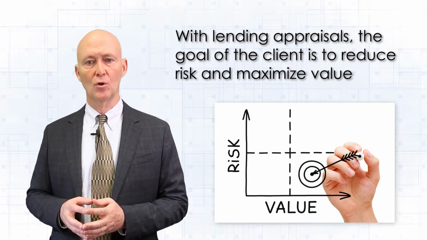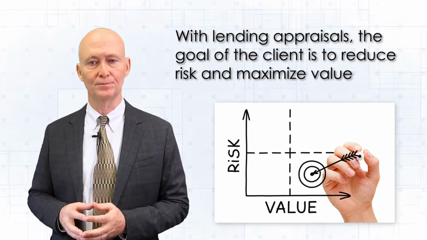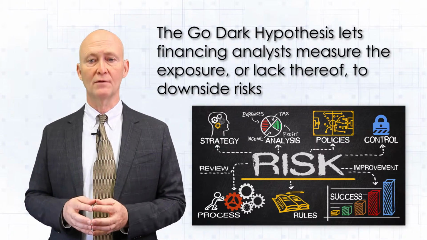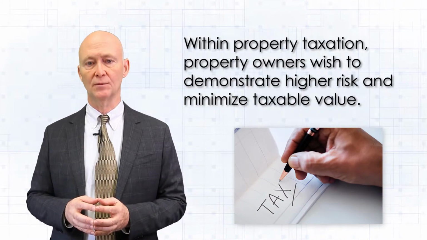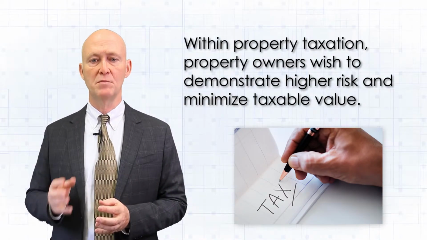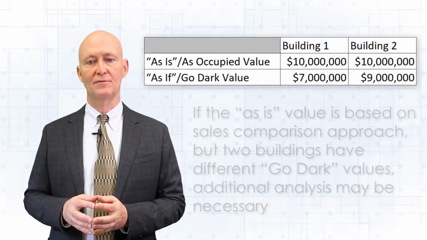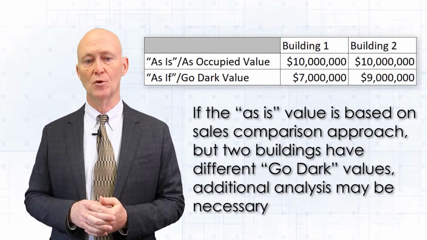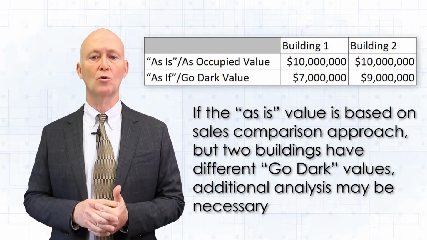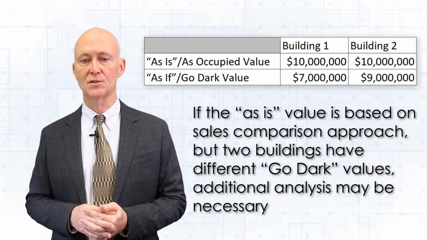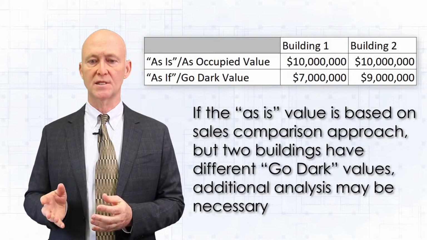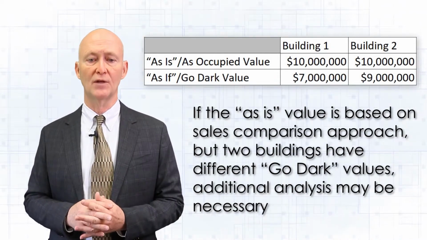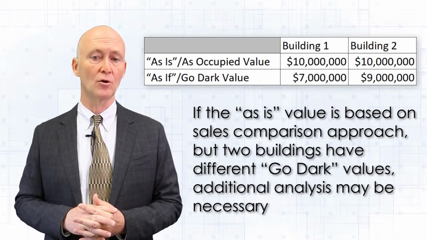With lending appraisals, the goal of the client is to reduce risk and maximize value. The Godard hypothesis lets financing analysts measure exposure or lack thereof to downside risks. Within property taxation, property owners wish to demonstrate higher risk and minimize taxable value. For example, if the as-is analysis is based on the sales comparison approach and indicates values of $10 million for both buildings, but one building has much lower Godard value, then it may be that more analysis would be necessary via additional adjustments to the sales comparison approach or via an income approach or cost approach in order to reconcile to a value that reflects the downside risk revealed by the Godard analysis.